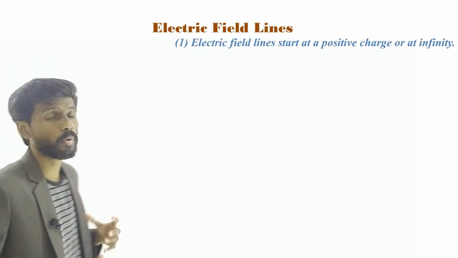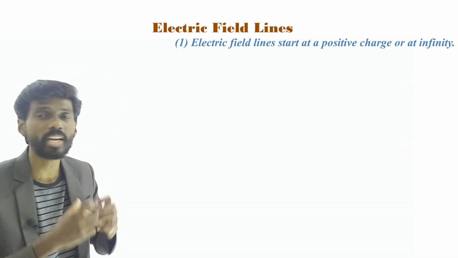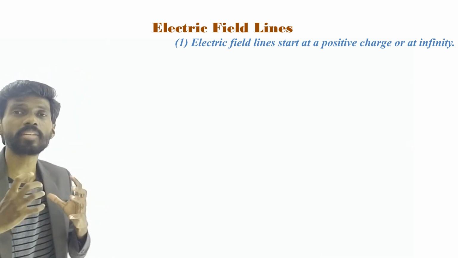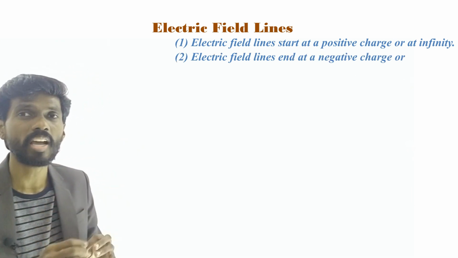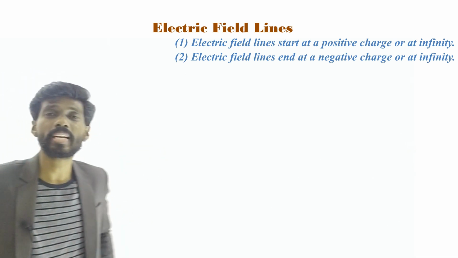The first point is about the starting point of the electric field lines. These lines will start either from a positive charge or from infinity. Similarly, the next point: the electric field lines terminate at a negative charge or they terminate only at infinity. And the next point is the direction of the electric field.